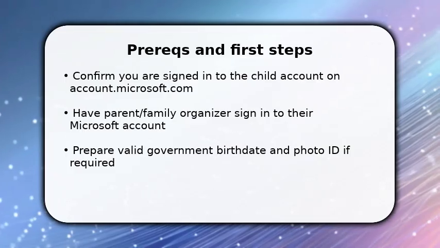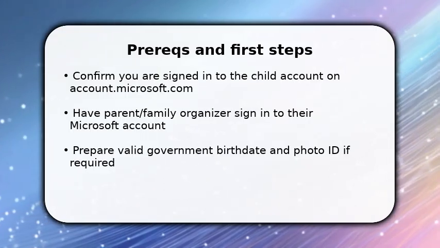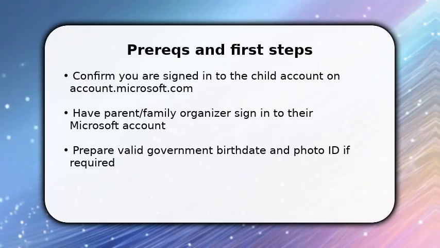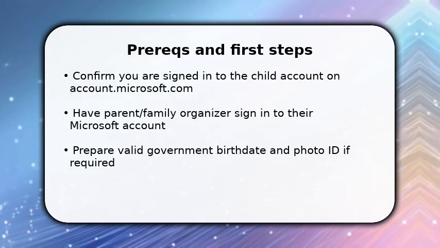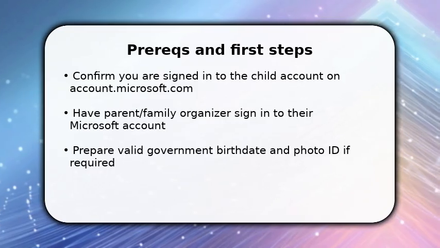You start by confirming essentials. You are signed into the child account and the family organizer is ready. Go to Account, Microsoft, and open family settings. Once there, select the child profile you want to change.